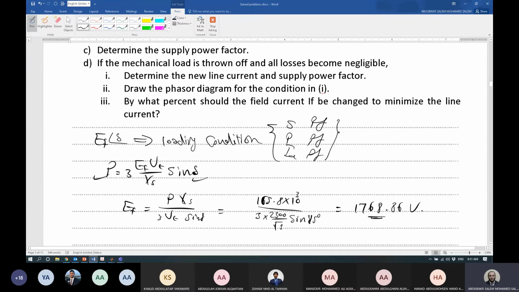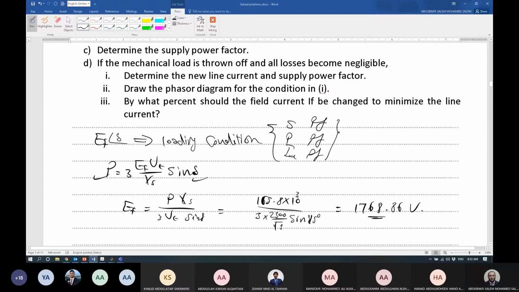Okay, the problem will be in the current. We can get the value of current because EF is given now. This is another issue, here easily we can obtain it.